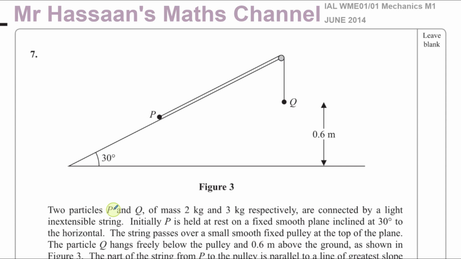So we're told that two particles P and Q of mass 2 kilograms and 3 kilograms respectively are connected by a light inextensible string. So the string is light. What's going on here?